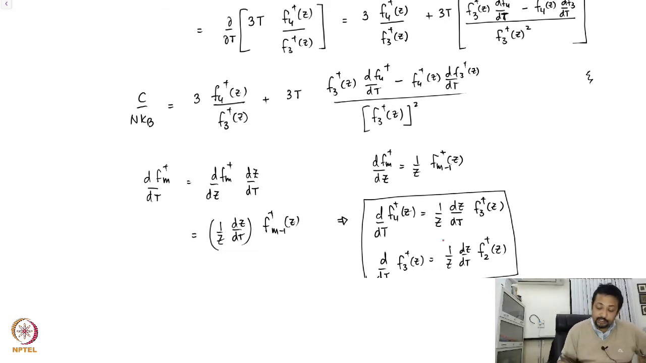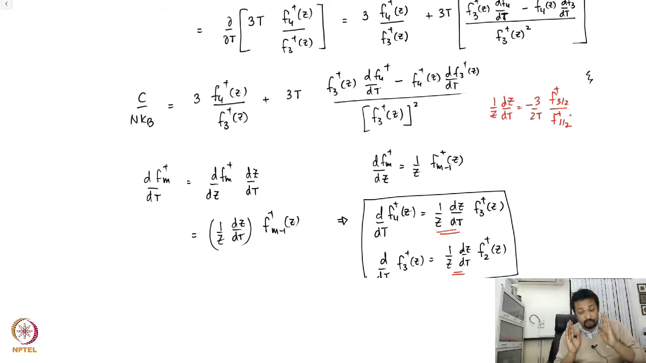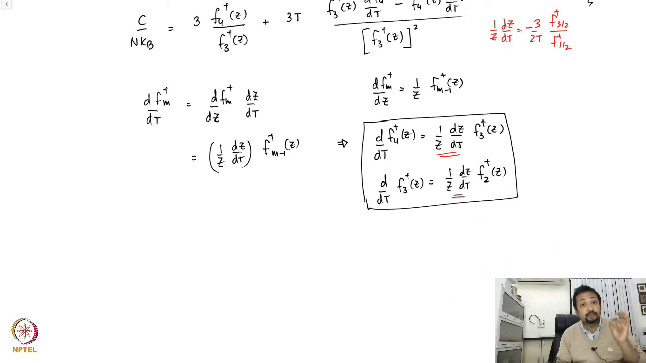So we are left to determine these derivatives. Now in the ideal Bose gas, we have seen that this derivative dz dT is minus 3 over 2T times F3/2 plus divided by F1/2 plus. So a word of caution: do not use this here because you have different density of states. Please be careful in blindly using results. Instead, we start from the same starting point from which we derived such a relation, that is to look at the particle number.